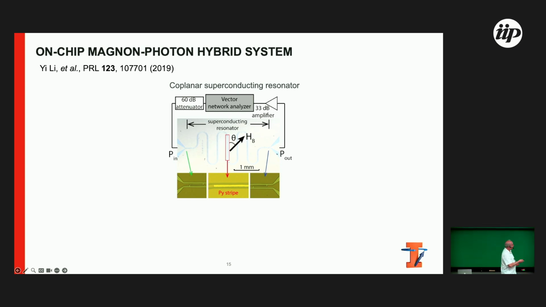In what we did a couple of years ago, we used a superconducting microwave resonator, which is essentially a superconducting coplanar waveguide that is terminated with capacitive coupling to the outside world. The length of this wire sets the wavelength of our resonator, and thus the frequency. In the middle of the wire, where we have the strongest currents and the largest magnetic fields, we integrated a magnetic element.